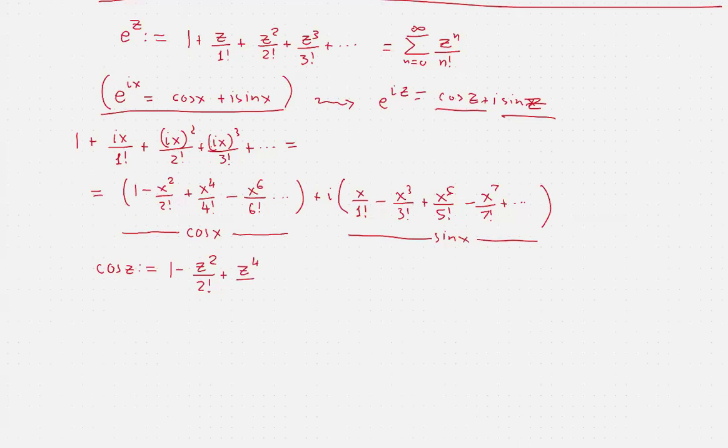And sine of z is going to be defined as z minus z cubed over 3 factorial, where you can always visualize a 1 factorial here, plus z to the 5th over 5 factorial minus z to the 7th over 7 factorial, and so on and so forth. What is interesting is that the moment we delve into analytic functions, the whole picture of power series comes in. And this is what makes analytic functions so special.